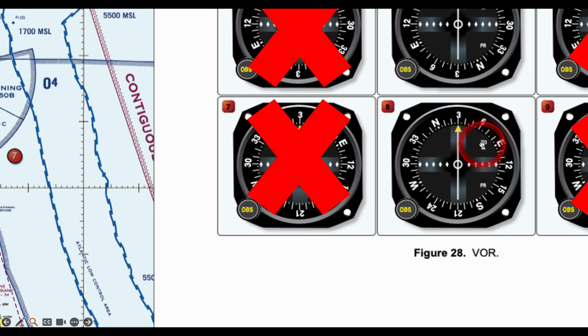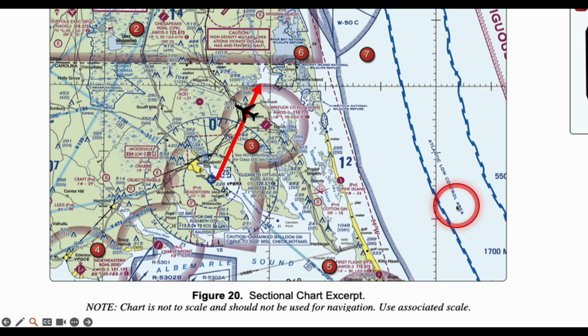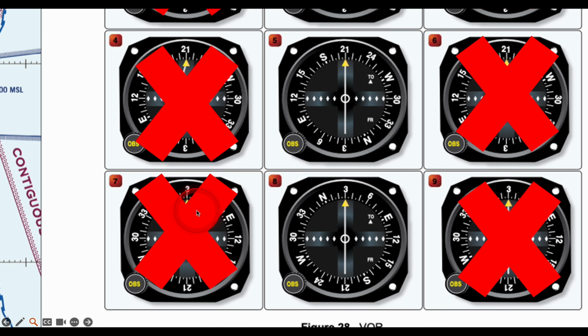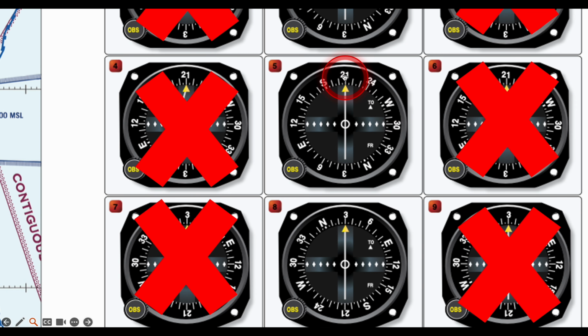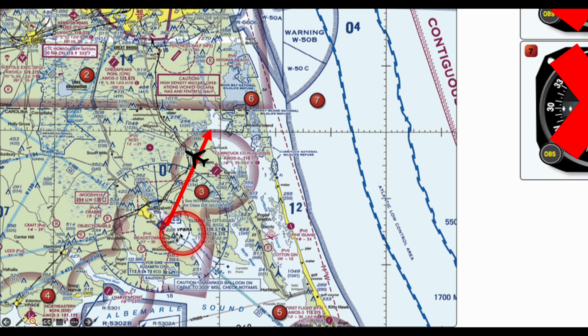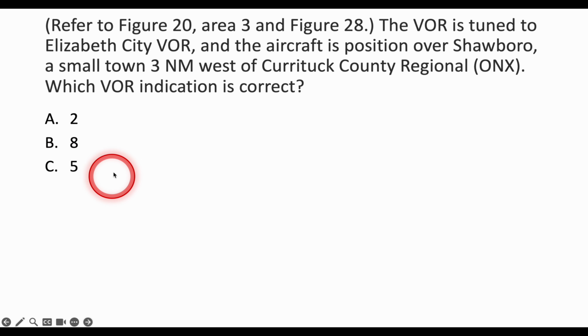Number 8 says that you have a TO flag, which would mean that you're flying a 030 heading, but you're located on the 210 radial. So that would place you at the same location flying to the station. Number 5 has a TO flag, flying a heading of 210 on the 030 radial. This is the only answer choice that would line up because this airplane is located on the 030 radial, and if they're flying TO, that's what that would look like. And that leaves us with answer choice C, number 5 right there.